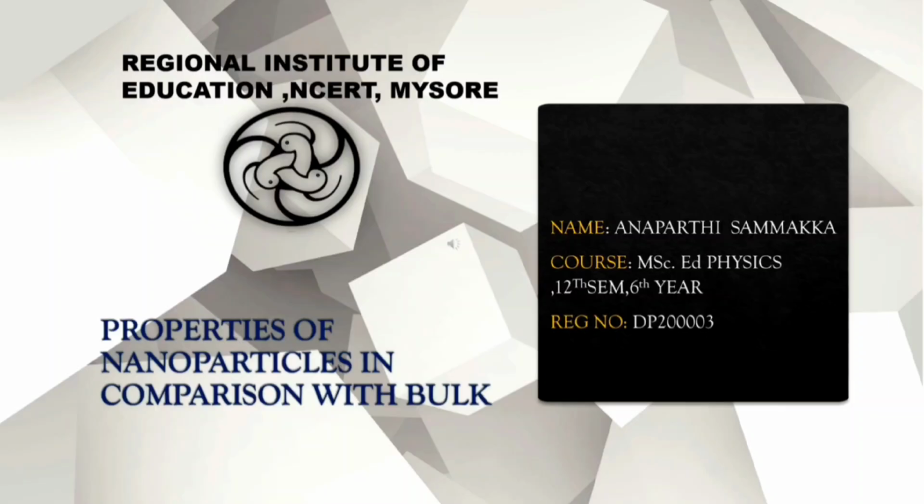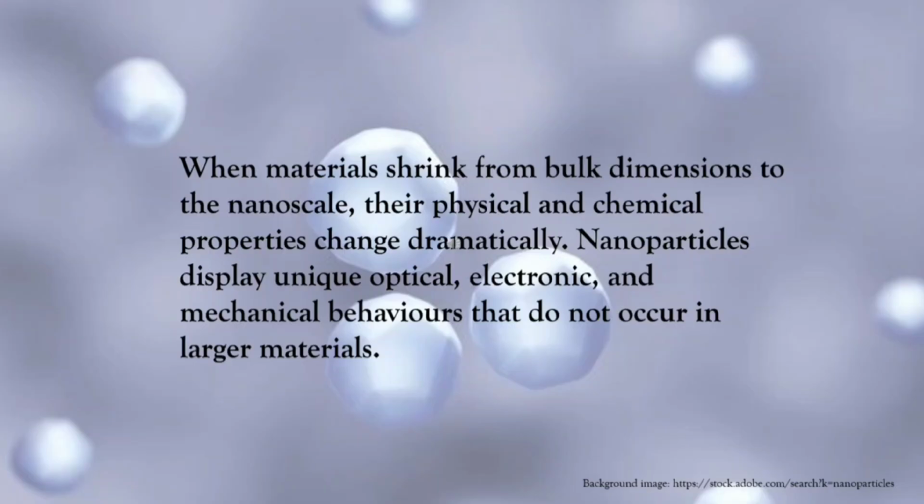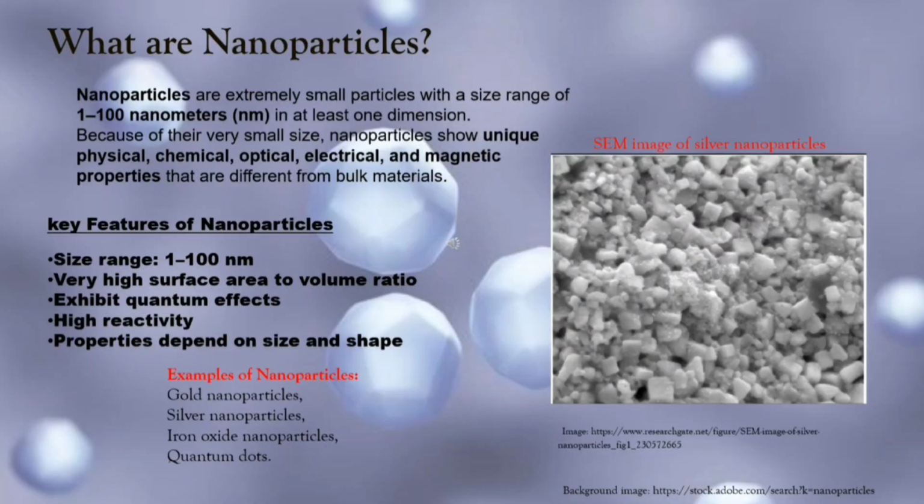Today in this video we are going to discuss the properties of nanoparticles in comparison with bulk. When materials are reduced from bulk size to the nanoscale, their physical and chemical properties change significantly, and nanoparticles often exhibit unique optical, electronic, and mechanical behaviors that do not occur in bulk size materials. Let us talk about nanoparticles.